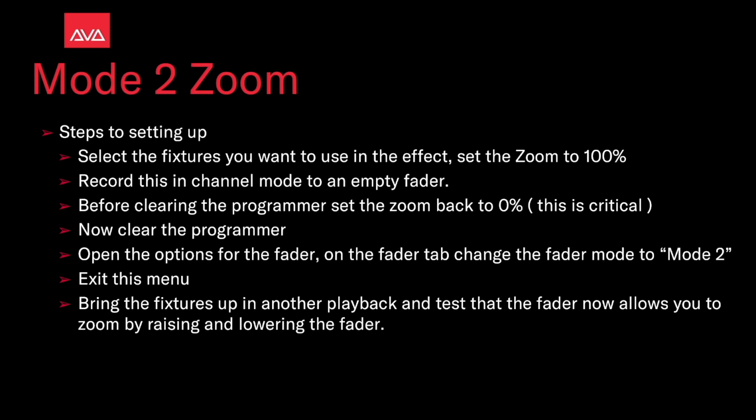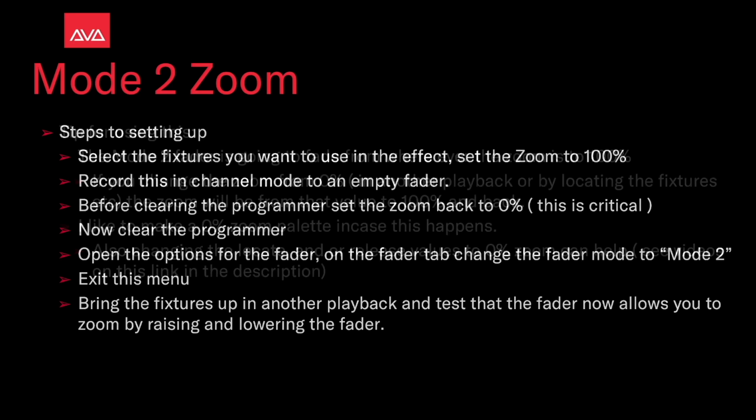Open the options for the fader, and on the fader tab, change the fader to Mode 2. Exit this menu. Turn the fixtures up in another playback and test that the fader now allows you to zoom by raising and lowering the fader.